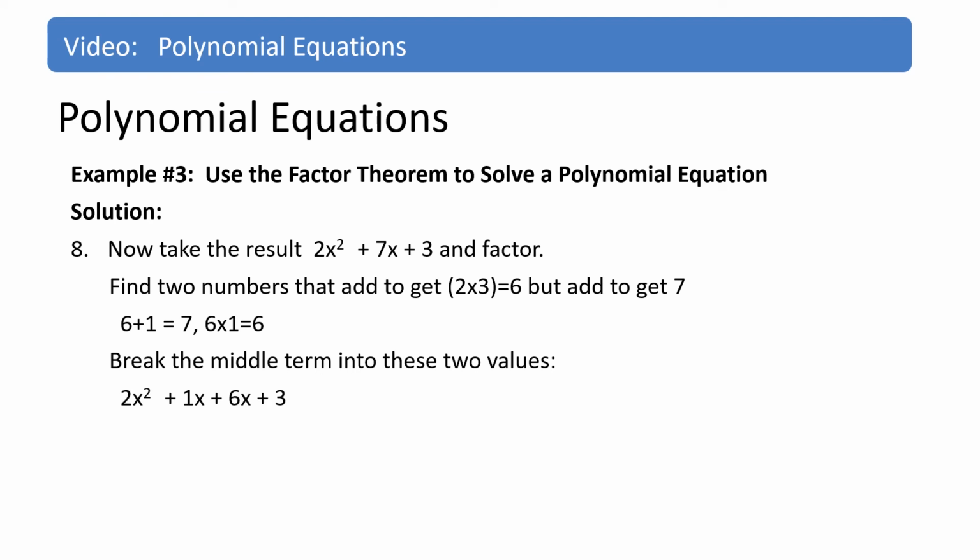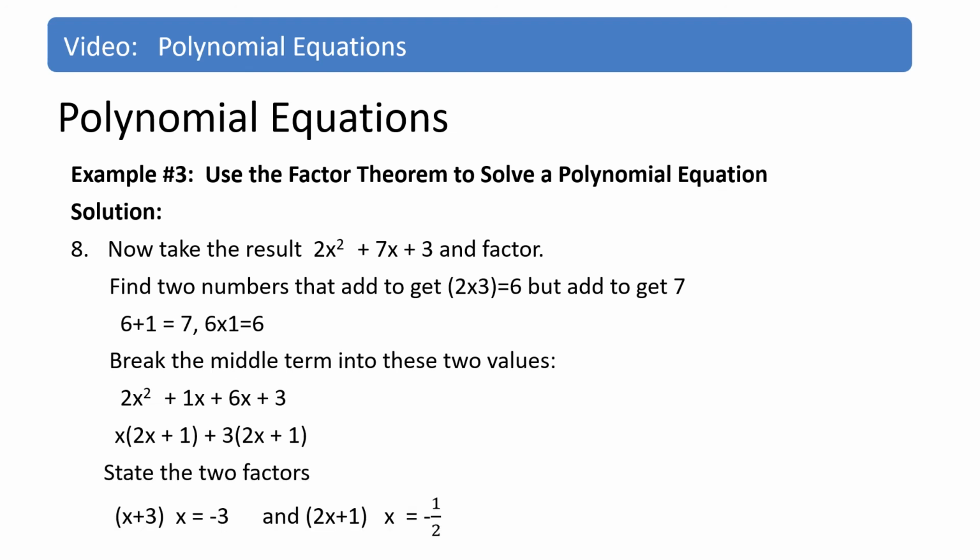We're now going to break up the middle term, 7x, into these two values. 2x^2 + 1x + 6x + 3. And now what do we do? We factor again. So we'll get x(2x + 1) + 3(2x + 1). Where do we go? We have the two factors, x + 3, so we know that x is -3, and 2x + 1, so we know that x is -1/2.